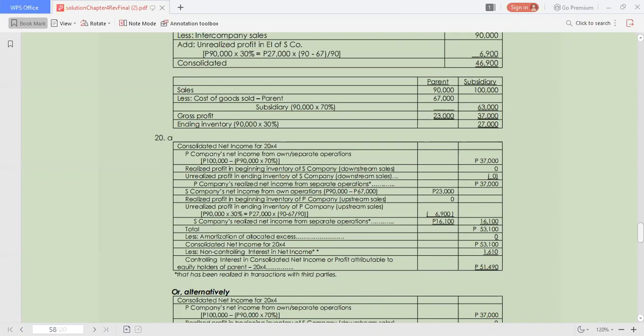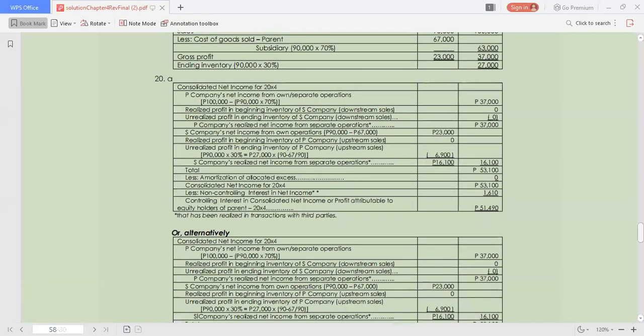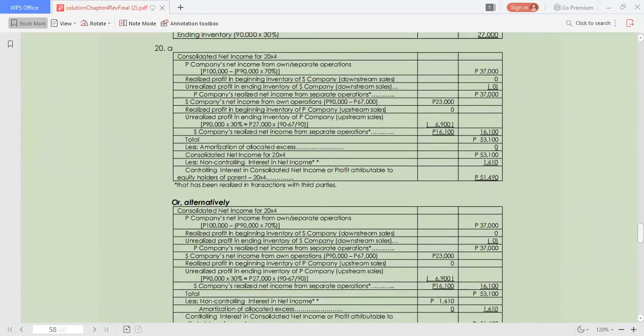And we have the unrealized profit in the ending inventory of 6,900. Realized net income from separate operations of subsidiaries 16,100, that if we add to 37,000, that will give us 53,100, and we are going to deduct the non-controlling interest of 1,610, so the controlling interest of 51,490.